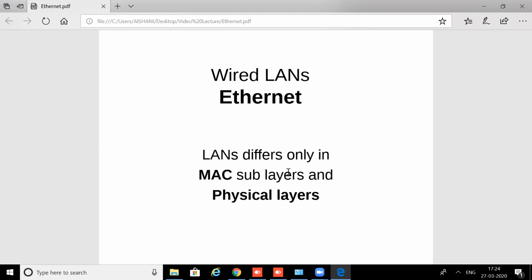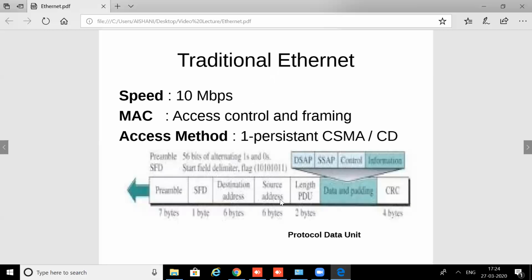These standards are standard Ethernet, fast Ethernet, gigabit Ethernet, and 10 gigabit Ethernet. Basically, they differ only in MAC substandards and physical layers. So this is the frame format for traditional Ethernet or standard Ethernet, where the speed is 10 Mbps.